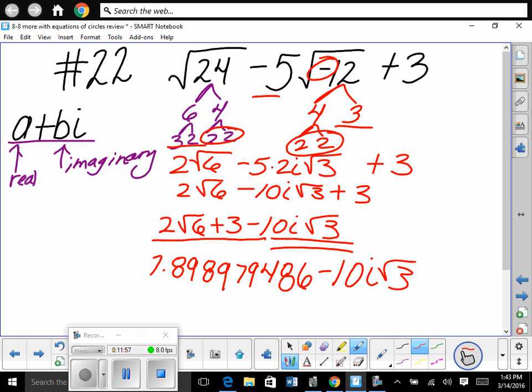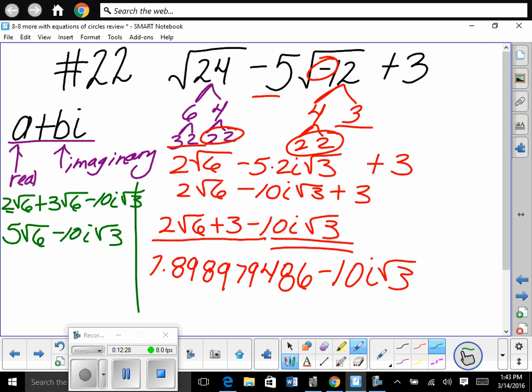A plus bi. Now I do want you to note something. What if I change the problem? Let's say we simplified something down and we have 2 square roots of 6 plus 3 square roots of 6 minus 10i square roots of 3. Now what's 2x plus 3x? 5x. So 2 square roots of 6 plus 3 square roots of 6 is how many square roots of 6? So 5 square roots of 6 minus 10i square roots of 3. This would be the most appropriate answer. I would not accept a decimal on that one because you could combine them. Does that make sense, everybody? The square root of 6 part didn't change.